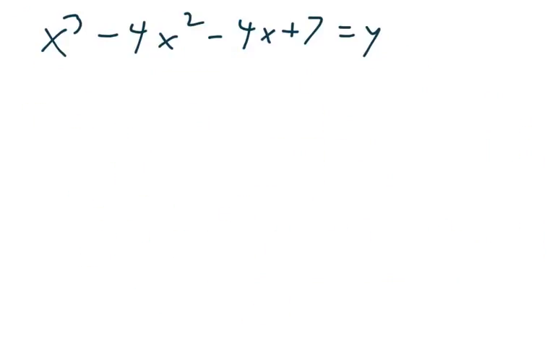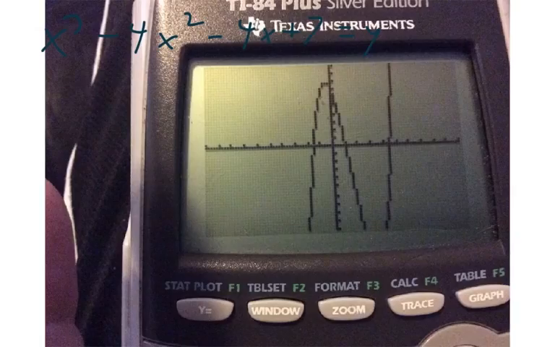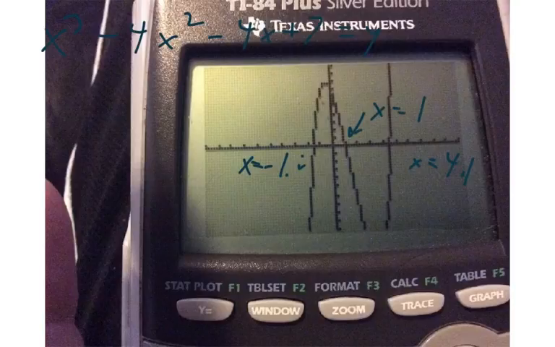Alright, my next one is going to be x to the third minus 4x squared minus 4x plus 7. And when I use this graph, this turned out to be x equals -1 point something, and this turned out to be x equals 4 point something. But the only one that made any sense was x equals 1. Now these, even though they were decimals, didn't work out to be any fractions that we know, so the only one I know for sure as an exact answer is x equals 1.